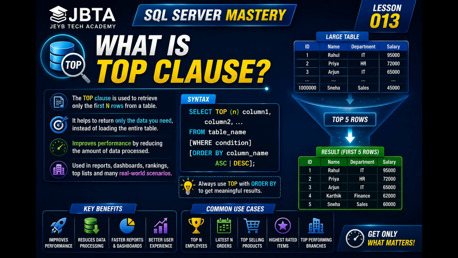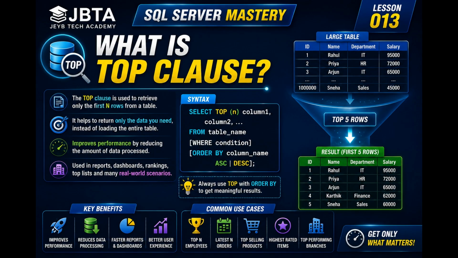Let's look at a simple example. Suppose an employee's table contains 1,000 employee records. If you need to display only the first 5 employees, you can use the top clause. SQL Server reads the table and returns only the first 5 rows in the result. The remaining rows are not included in the output. This makes the result smaller and easier to work with.